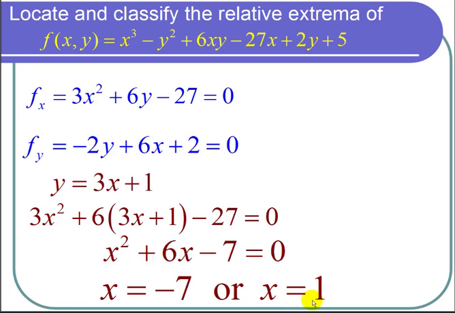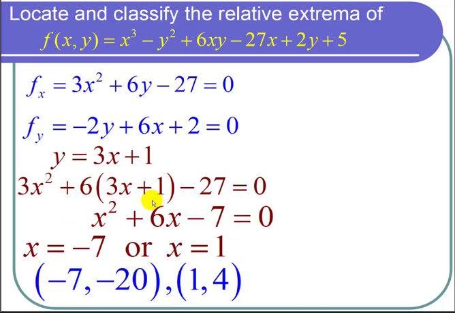So that's my x. Let's find our y by using y equals 3x plus 1. 3 times negative 7 is negative 21, plus 1 is negative 20. And 3 times 1 is 3, plus 1 is 4. So I get 2 points, negative 7, comma negative 20, and 1, comma 4. And those are the points where there could possibly be a relative extrema.